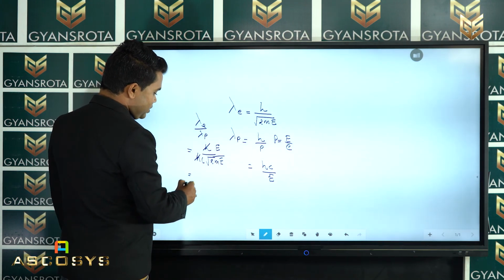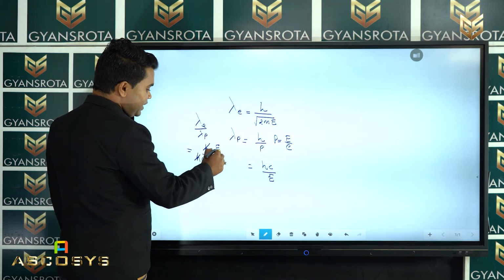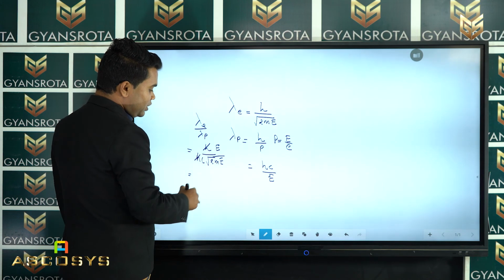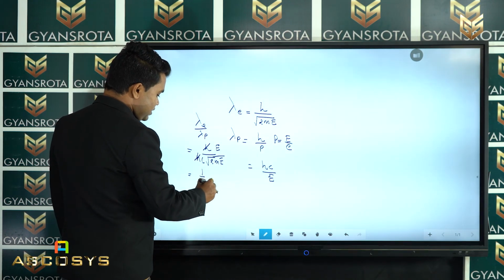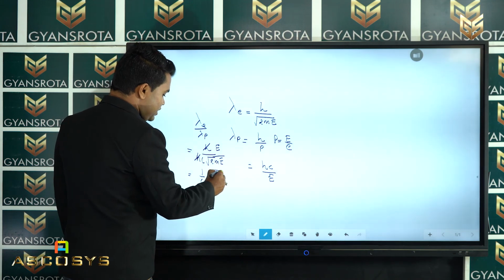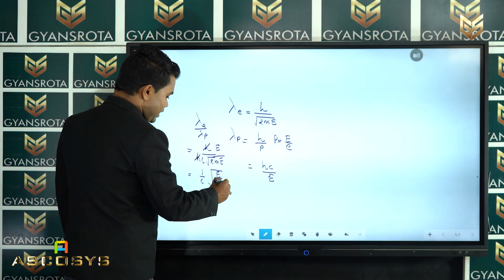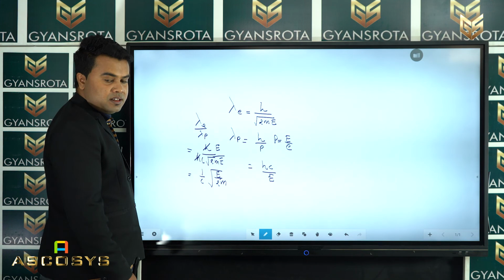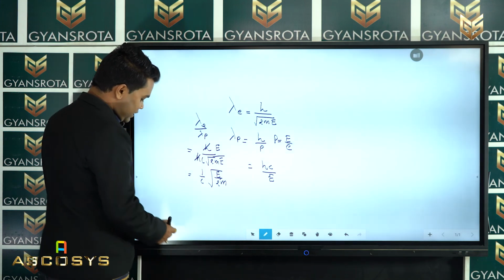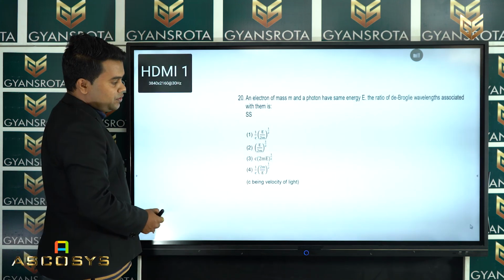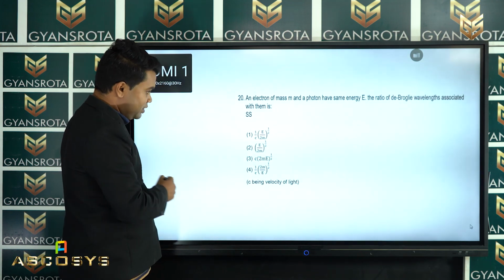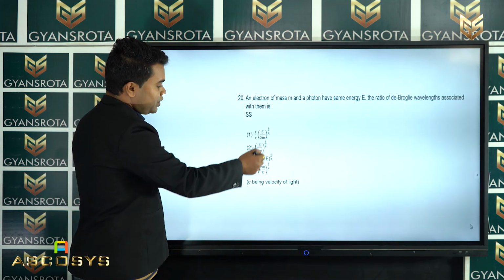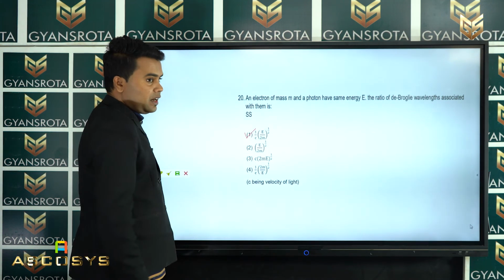So your answer will be, if I take root of E, 1 by c root over of E divided by twice m. So which one will be the correct answer? Let us see from the options. If you see, option number 1 is the correct answer. Half means it is root over only, so 1 will be the right answer.